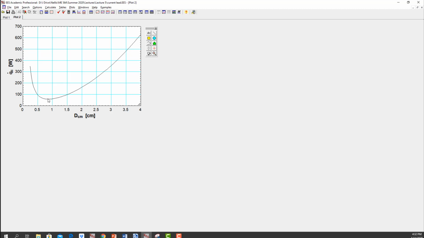And actually, that's kind of an interesting question. Why is that, right? What happens if I have a diameter that's too small or a diameter that's too big? What are the competing effects here that are giving me an optimal?